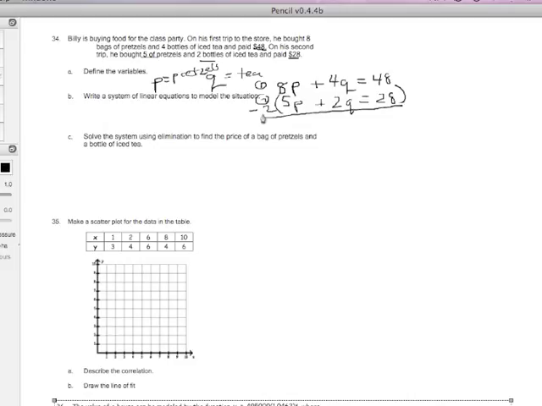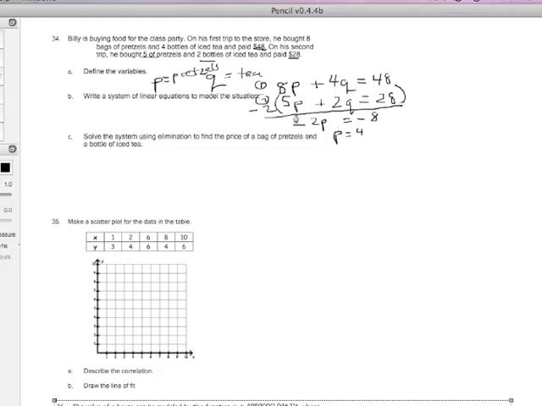So here we go. 8P minus 2 times 5P, so that's 8P minus 10P is minus 2P. 4Q minus 4Q is 0Q. And we have 48 minus 2 times 28. 2 times 28 is 56. Subtracted from 48, we would get minus 8. So mental math time, P is equal to, that's right, $4. Remember, that's the price of a bag of pretzels.